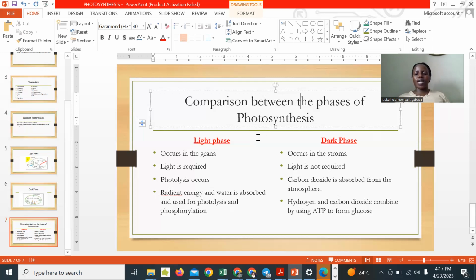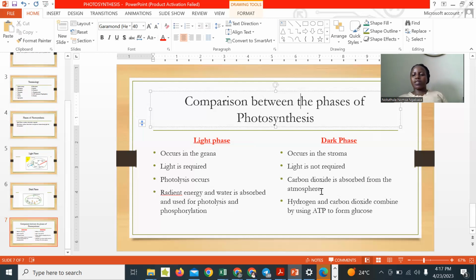And then the radiant energy and water are absorbed, and they're used for photolysis as well as phosphorylation. That's why, if you look at photolysis, we said in the presence of radiant energy, your photolysis is going to occur. Simply put, you need the radiant energy as well as the water that will be absorbed so that your photolysis and your photophosphorylation can occur.